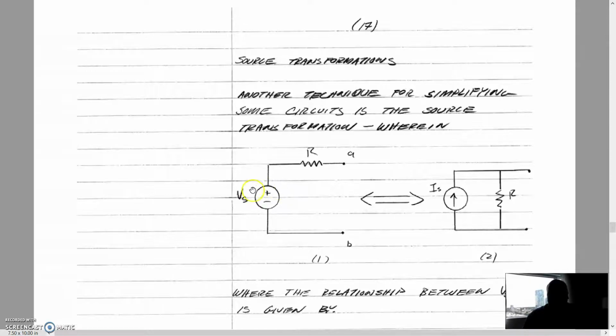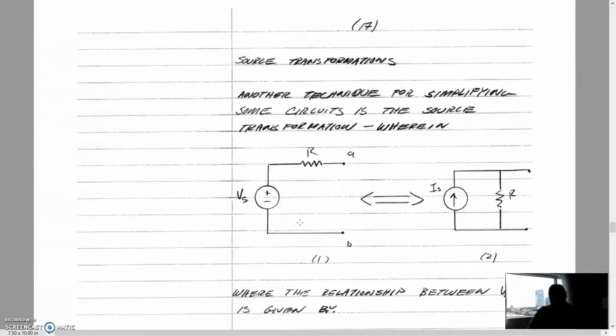So the idea is anytime we have a voltage supply in series with a resistor, we can transform that into a current supply in parallel with a resistor. The transformation can also go the other way: a current supply in parallel with a resistor can be converted to a voltage supply in series. Sometimes people ask, what about the case of a voltage supply in parallel with a resistor?